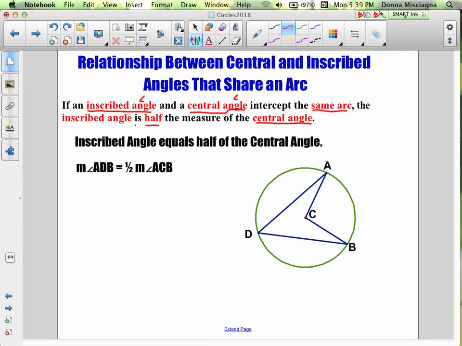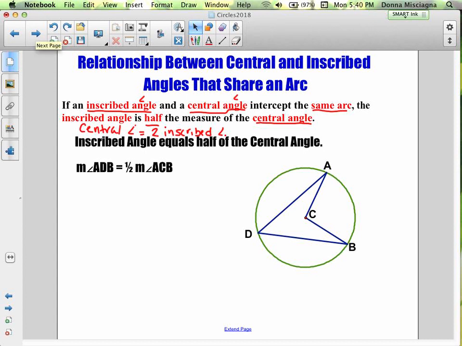The central angle is 2 times the inscribed angle. That way we have 2 ways to solve. If we're looking for the central angle, we know the inscribed angle will double. If we're looking for the inscribed angle, we know the central angle will take half. All right, so here we have a diagram. The diagram's not in your notes. And we have 2 angles.